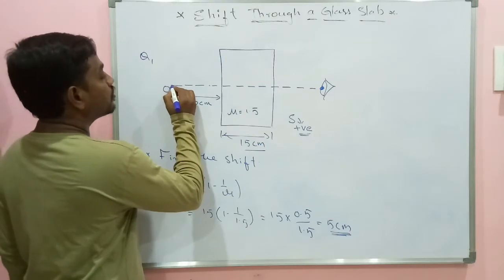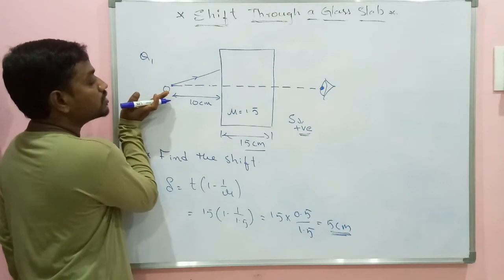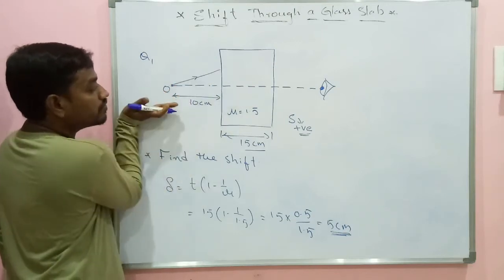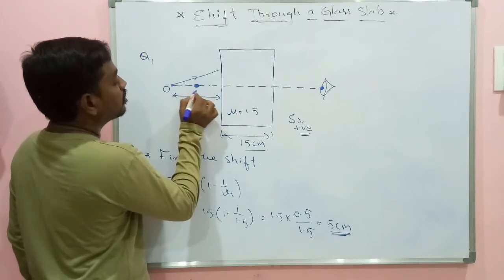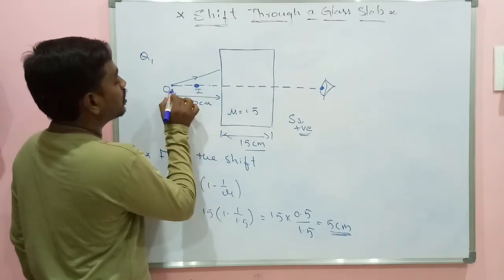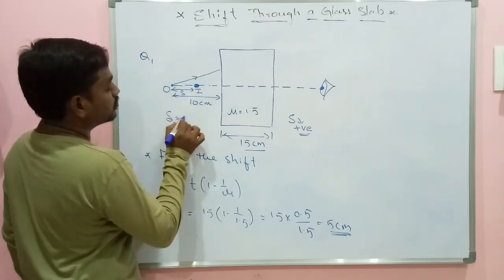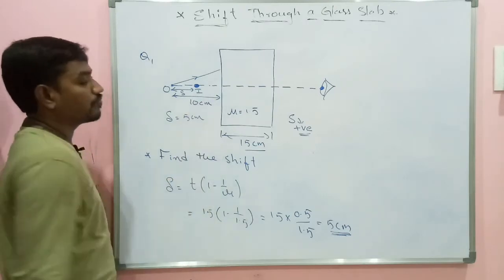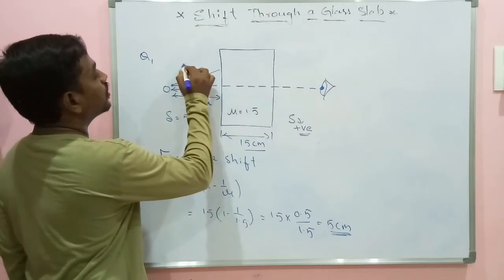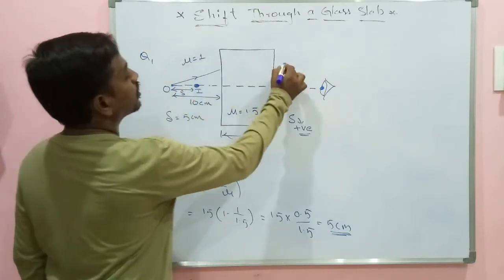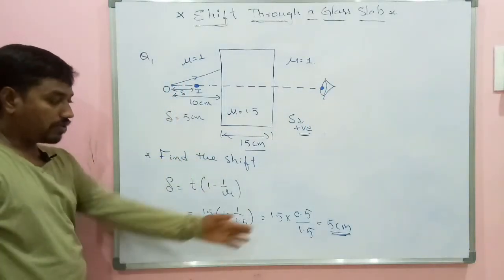The light is passing in this direction. The shift also will be in this direction. So it will be somewhere around here. So this I can take as I, and this value is the shift, which is S equals 5 centimeters. The same problem we can do where the refractive index mu equals 1 here, and here also the refractive index mu equals 1. In that particular case we will be getting 5 centimeters.